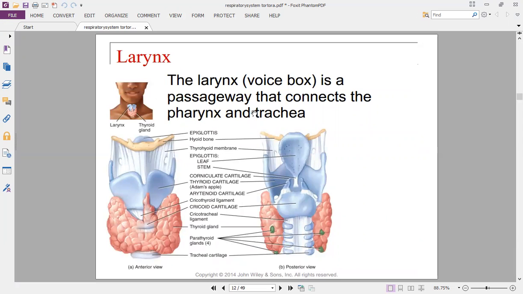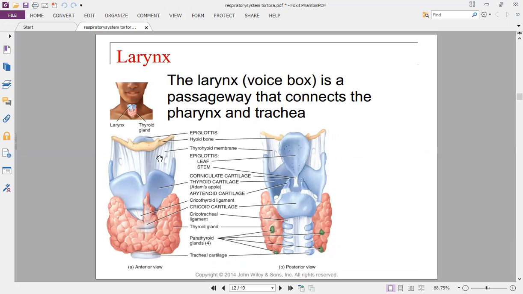The larynx is your voice box. It basically connects your pharynx and the trachea. The larynx has various parts, and when they vibrate in contact with each other, voice is produced. So you have the epiglottis at the top, then you have a hyoid bone.